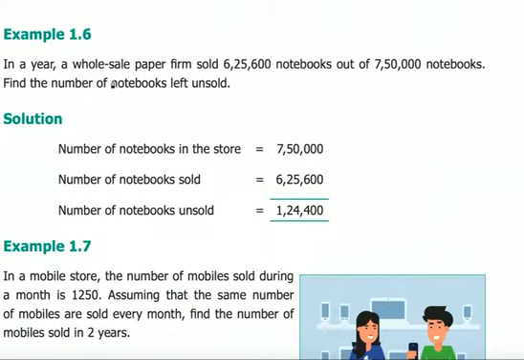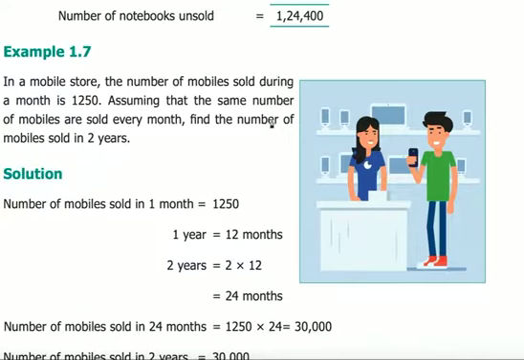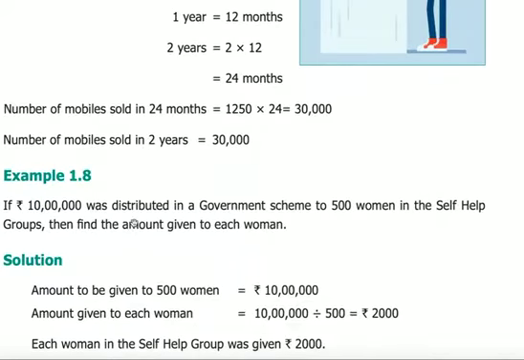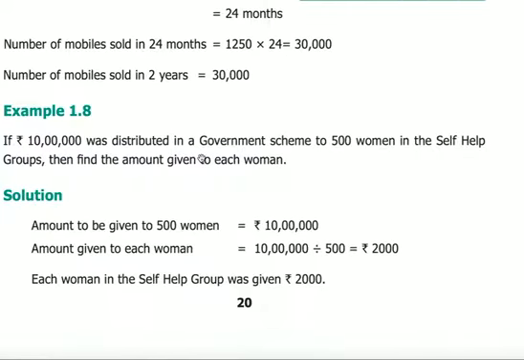In a year, a paper firm sold these many notebooks out of these many notebooks. Find the number of notebooks left unsold. This minus this. Okay. In a mobile store, the number of mobiles sold during a month is 1250. Assuming that the same number of mobiles are sold every month, find the number of mobiles sold in 2 years. This into 24 will give you the number. 10 lakh was distributed in a government scheme to 500 women in self-help groups. Then find the amount given to each woman. The zeros will go away. Okay. 2000. Alright, that is the answer.